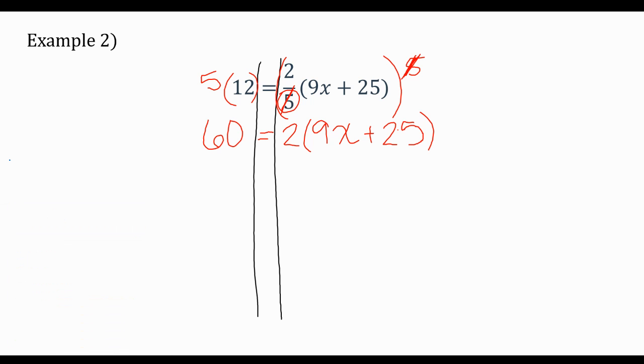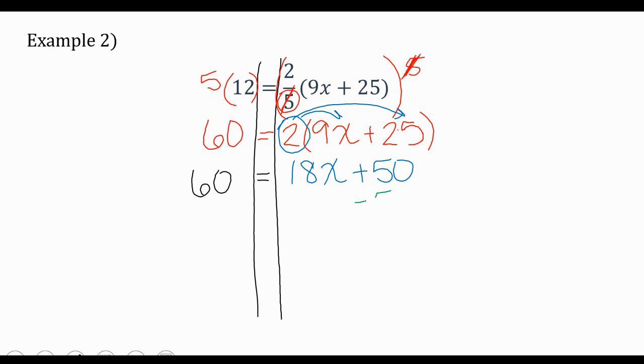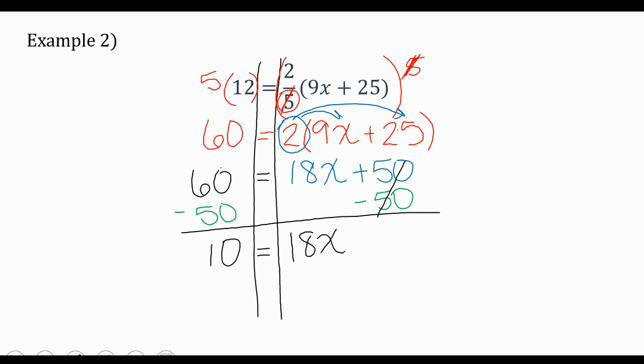Now we have something outside the parentheses. We have this 2 outside, so we're going to take that number and we're going to distribute it. 2 times 9x is 18x. 2 times 25 is 50. Okay, I'm going to bring down anything I didn't use, which is this 60 over here. And we're going to solve as we normally would. The next step would be to move the constant, which is this 50. So we're going to subtract it on both sides. That cancels. 60 minus 50 gives us 10. So we get 10 equals 18x.